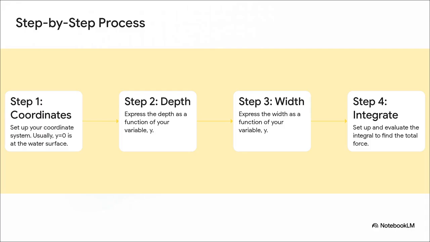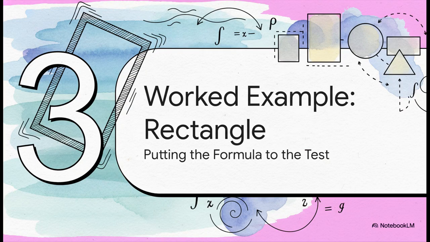So to solve pretty much any of these problems, you just have to follow these 4 steps. 1, set up your coordinate system, usually with y equals 0 at the surface. 2, figure out an expression for the depth. 3, figure out an expression for the width. And 4, plug all that stuff into the integral and solve it. That's the blueprint. Okay, let's put this formula to the test. We'll start with a nice, simple shape to really see how this 4-step process works in practice.